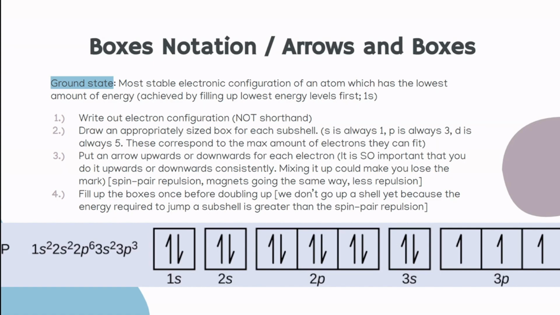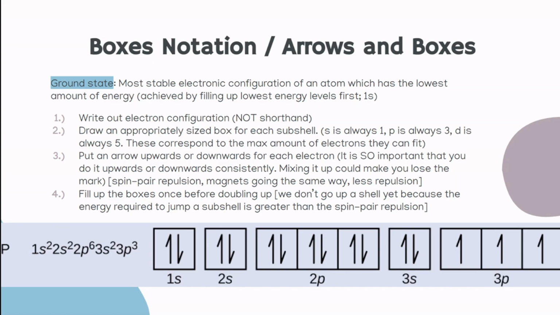So, ground state is that we need to take the least amount of energy possible, and by making all these electrons face the same way, it's following that principle, and you need to follow that principle when you're doing your boxes notation. So just to make it simple, make sure you do your arrows upwards before going downwards, or always have them going downwards before you make them go upwards.